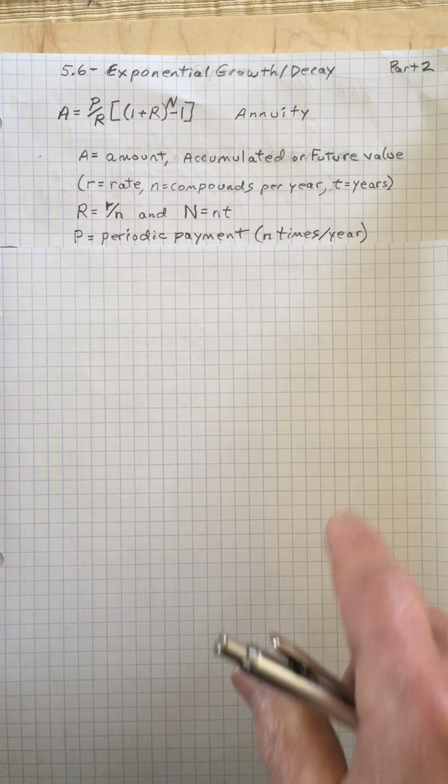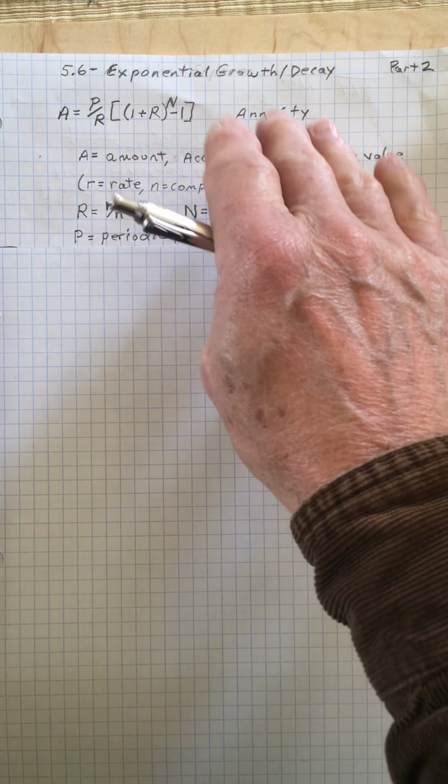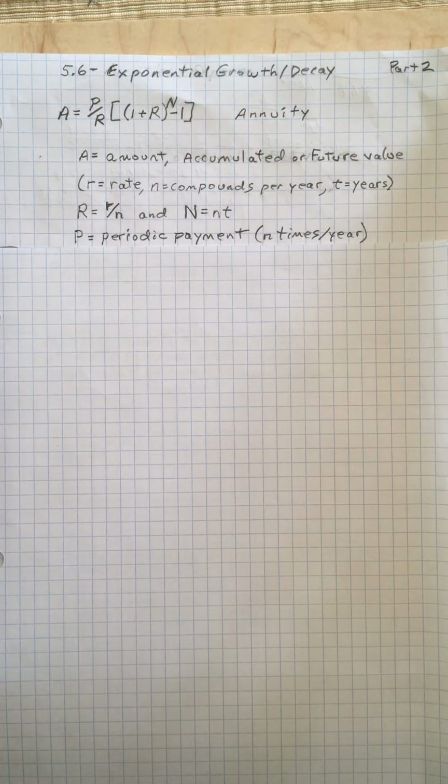So I don't think this word is unique, but annuity can be used for an equation like this where instead of just putting in an initial principal and walking away and seeing how it grows over time like we looked at before, you put in monthly, quarterly, or periodic payments over time.